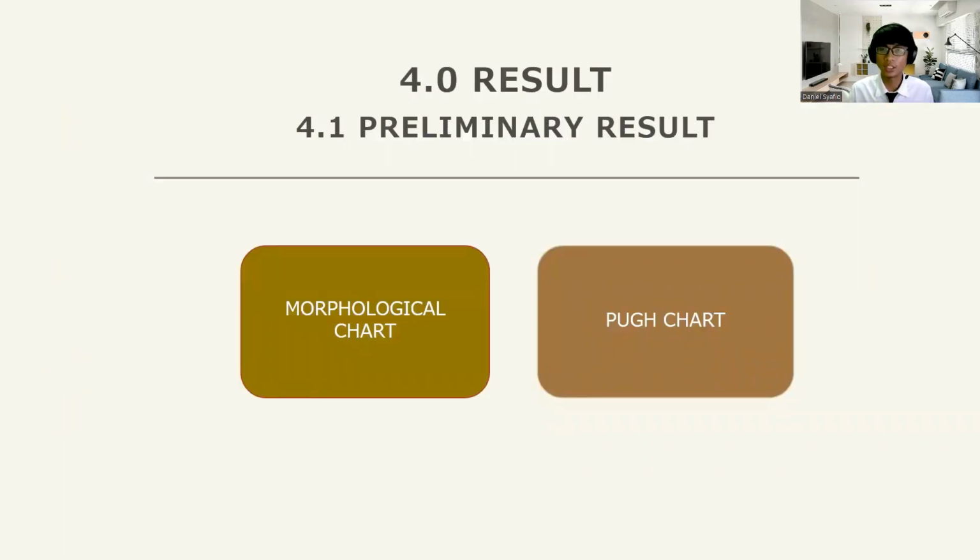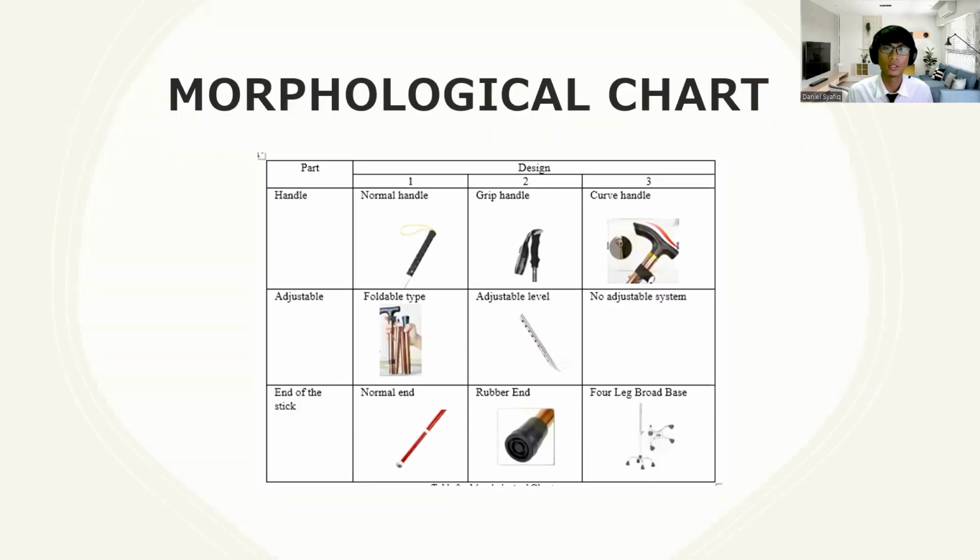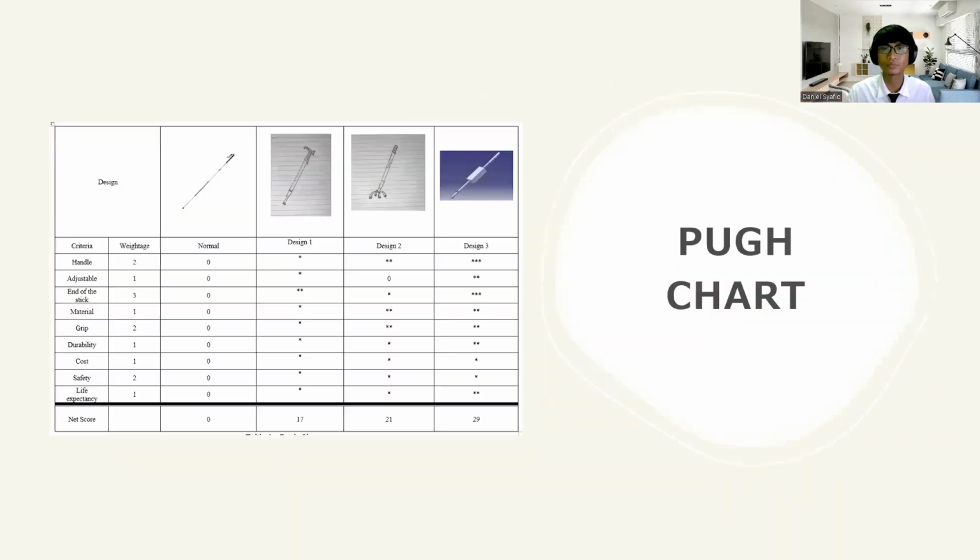Fourth is the result. So first is the preliminary result, which consists of two parts, which is the morphological chart and the pugh chart. So for the morphological chart, I have been focusing on three parts on the stick, which is first handle, second adjustable, and lastly end of the stick. So from this morphological chart, I have been fabricating three different designs of the stick.